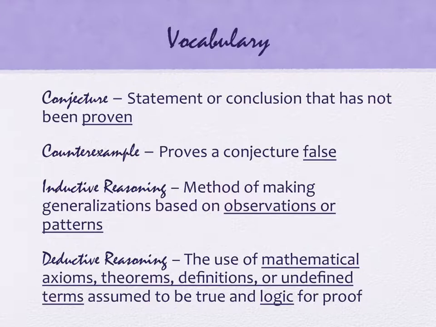Deductive reasoning is the use of mathematical axioms, theorems, definitions, or undefined terms assumed to be true, and logic for proof. So the way we're going to see deductive reasoning used is if you had an equation that said y equals 5x plus 2, and I gave you x, you could tell me for sure what y is. It's an equation that's given to you as a true statement. I give you one of the variables, you can give the other variable. That's kind of how we're going to see it used.